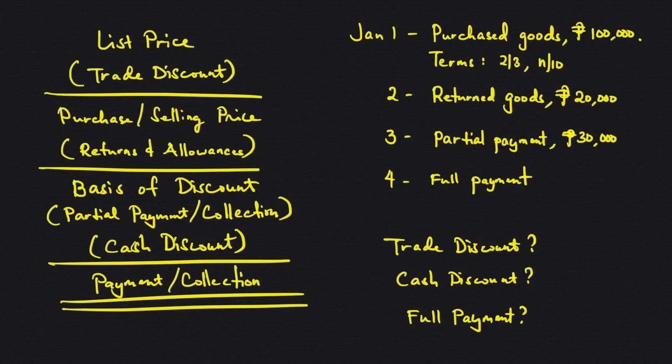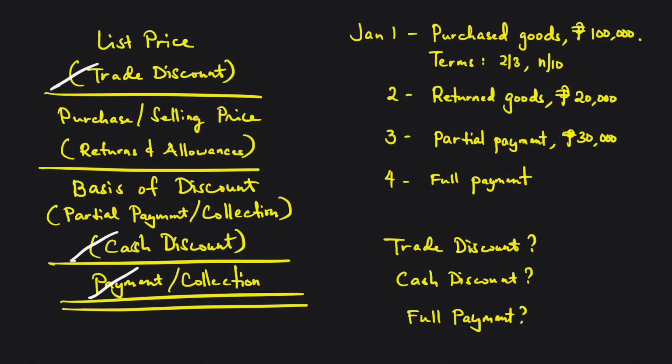To apply, assume the following transactions. On January 1, purchase goods 100,000, terms 2/3, n/10. January 2, return goods 20,000. January 3, partial payment of 30,000. And January 4, full payment. You are asked to compute the trade discount, cash discount, and full payment. This one, and this one.